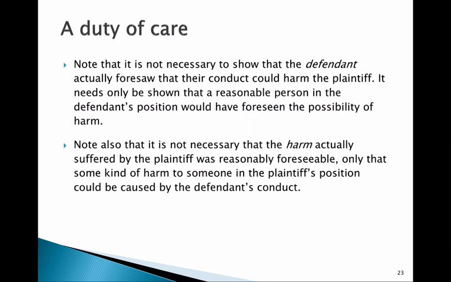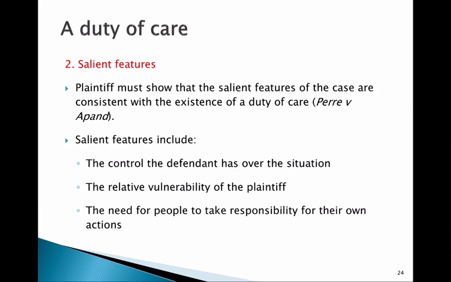It's not necessary that you actually foresee your conduct could cause harm, just that a reasonable person would. So again, this test of reasonable foreseeability is not what the defendant thought, it's what an objective, reasonable person would think. And it's also not necessary that the actual harm suffered is reasonably foreseeable, just that some kind of harm could be caused. Once we've shown reasonable foreseeability, we still have to make sure that the salient features of the case are consistent with owing a duty. There's a number of factors in here.